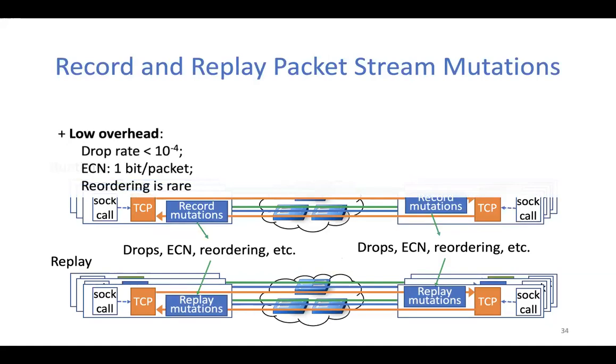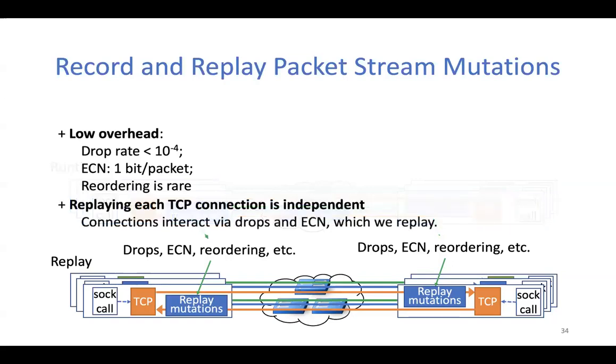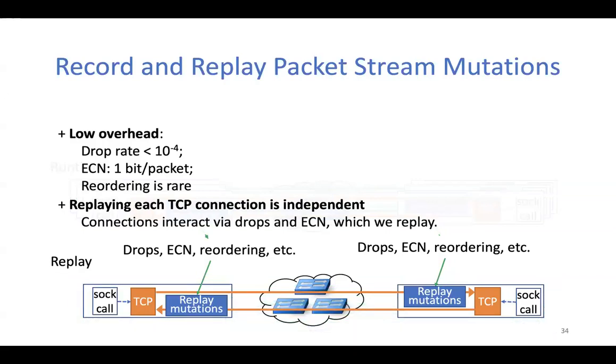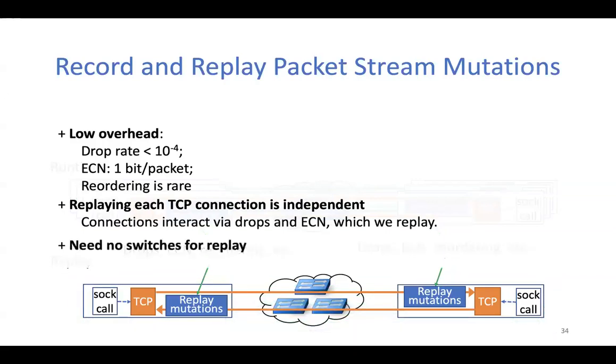And this is a very efficient approach because the drop rate in the data center is very low and it just costs 1 bit, and reordering is very rare. And also, with this approach, the replay of each TCP connection is independent. This is because different connections interact with each other via the packet drops or ECN, but we already make sure these actions are accurately replayed. So we just need to replay each connection separately. For the same reason, we do not need any switches for replay, because those actions caused by switches are already re-injected by the replayer.